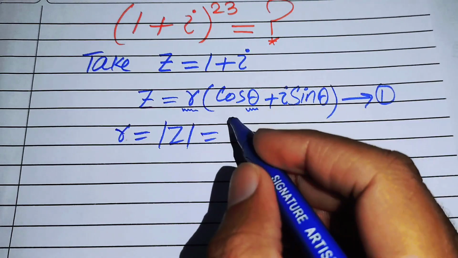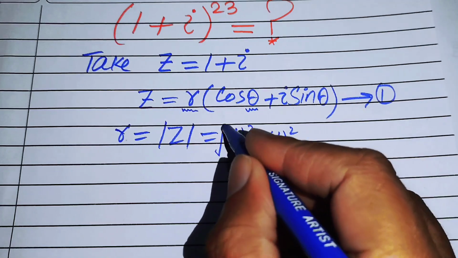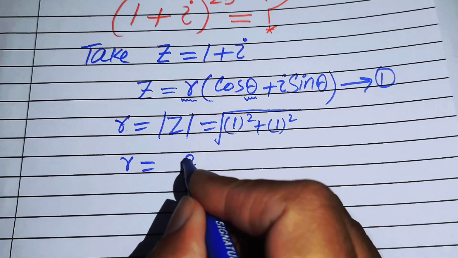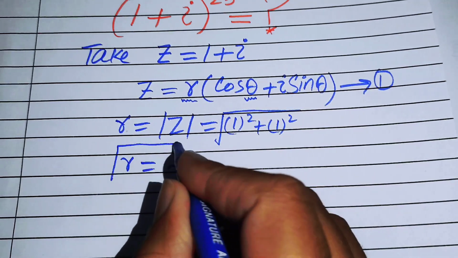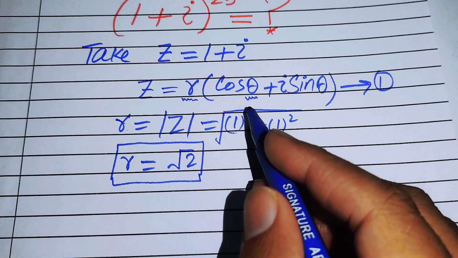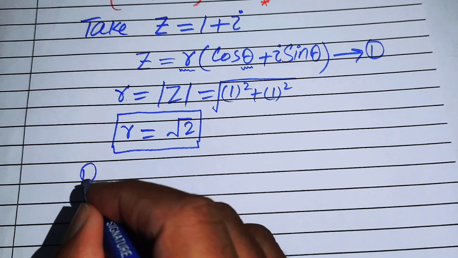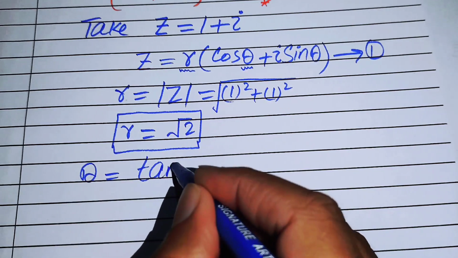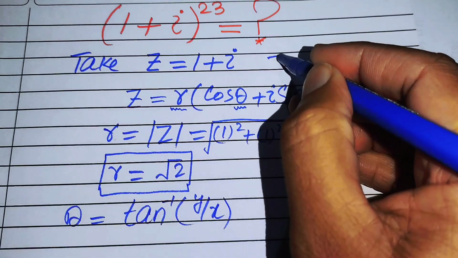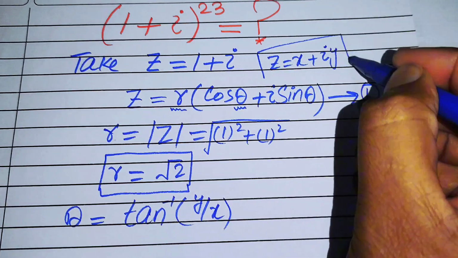So r equals to the square root of 1 square plus 1 square, and you get r equals to the square root of 1 plus 1, which becomes square root of 2. So this is the value of r. Here I can substitute it, and now in order to find the value of theta, we will just use its formula: theta equals to tan inverse y over x. You know that a complex number in standard form is x plus iota y.